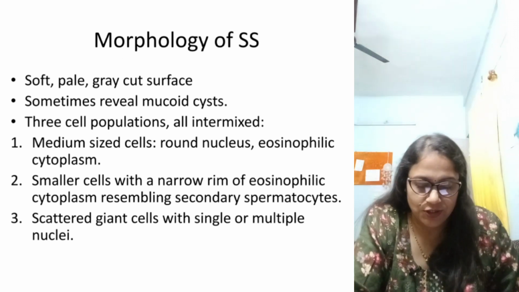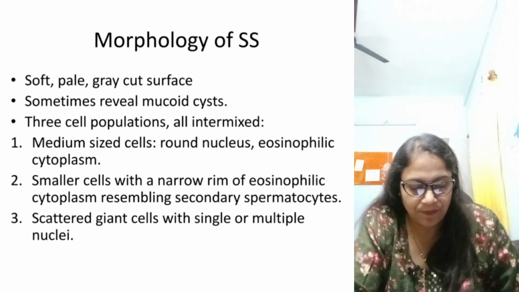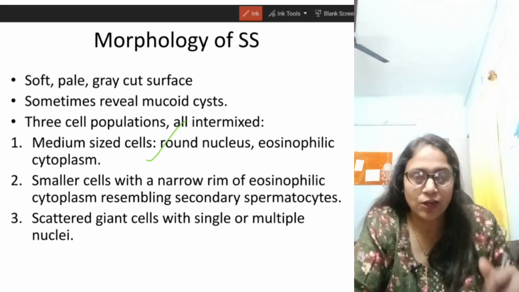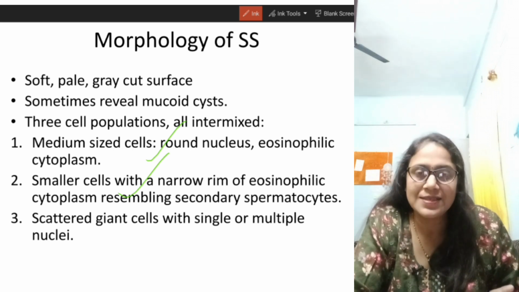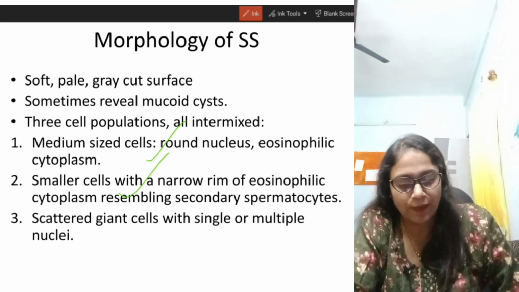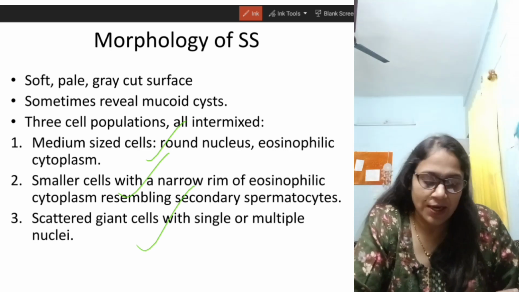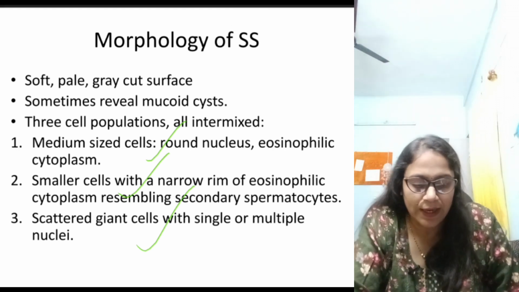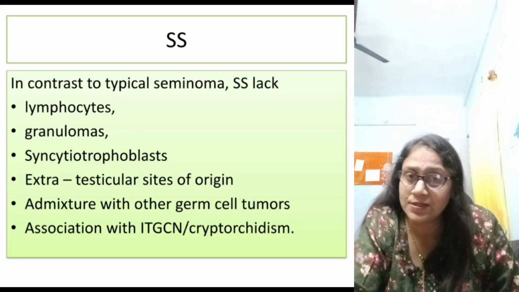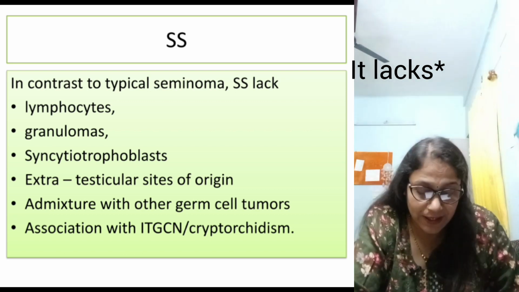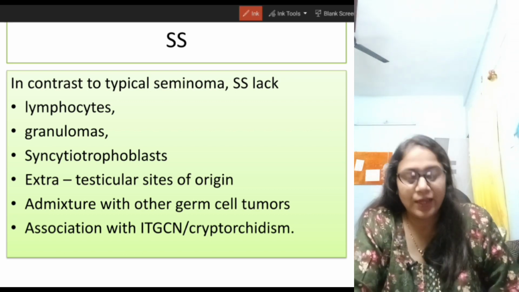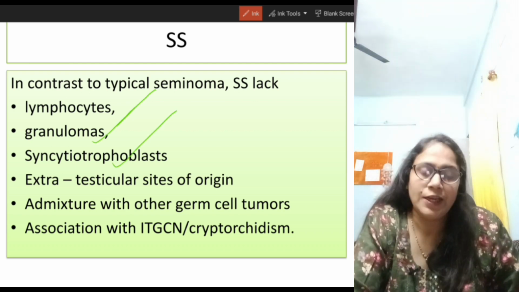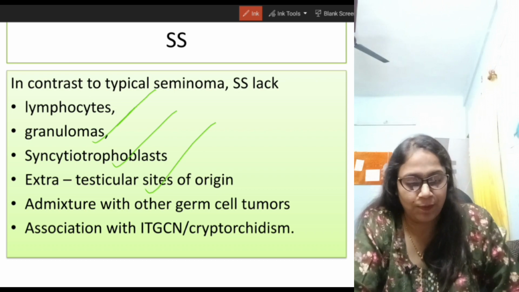There are three cell populations. First is medium-sized cells which have a round nucleus and eosinophilic cytoplasm. Second is smaller cells with narrow rim of eosinophilic cytoplasm. And third are scattered giant cells with single or multiple nucleoli. So in contrast to a typical or classical seminoma, the spermatocytic seminoma lacks lymphocytes. So there are no granulomas, there are no syncytiotrophoblasts. It might have an extratesticular site of origin. There might be admixture with other germ cell tumors, and it is associated with intratubular germ cell neoplasia or cryptorchidism.